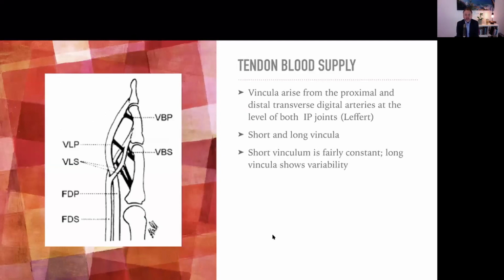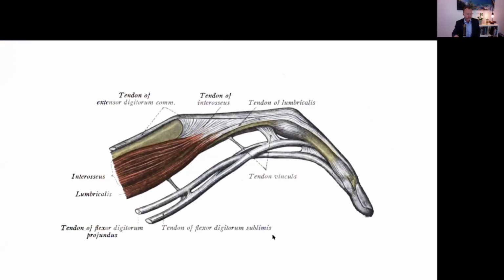Tendon blood supply through the vincula. Now they arise from these transverse digital arteries, and there's short and long vincula. So here we have the vinculum brevis for profundus and vinculum brevis for superficialis, and then the long vincula here. This diagram here shows nicely our tendons and this chiasm here, Camper's chiasm, as the profundus tendon passes through the decussation of the superficialis tendon. We can see our vincula as well.